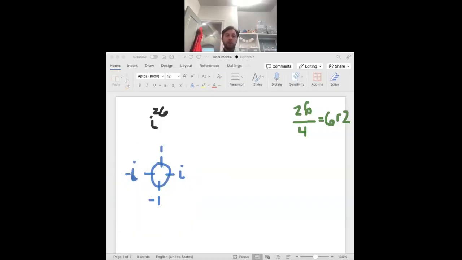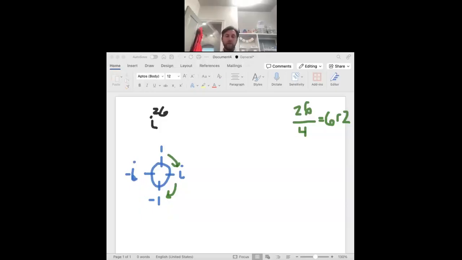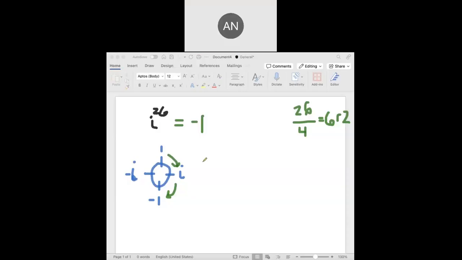But the remainder 2 is the important thing, because that means once we go 6 times around, we go 2 more steps. Could you just do 26 times around it? It's not 26 times, it's 26 steps. I meant, could you go to i, 1, -1, negative i, 1, 26 times and then land up? Because I did it and I landed up at -1. Yeah, it's 26 steps, which is 6 times around. So yeah, you could, and that's what this represents. It's 26 steps.